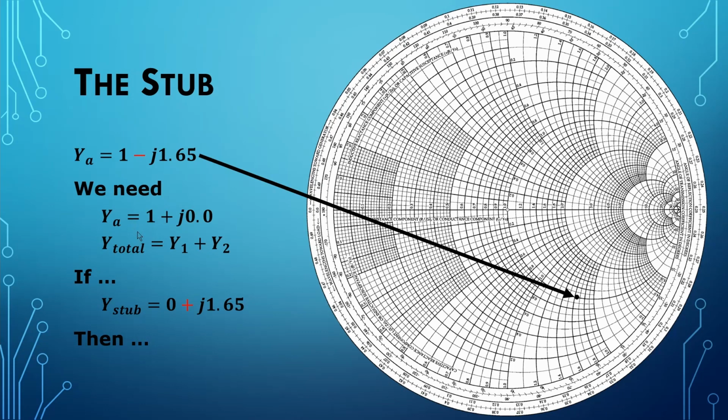Now we get to turn our attention to the stub. We've already found that the admittance at point A is equal to 1 minus j 1.65. Now what we really need is the admittance at A to be equal to 1 plus j 0, because that would be a perfect load, we would have a 1-to-1 SWR.